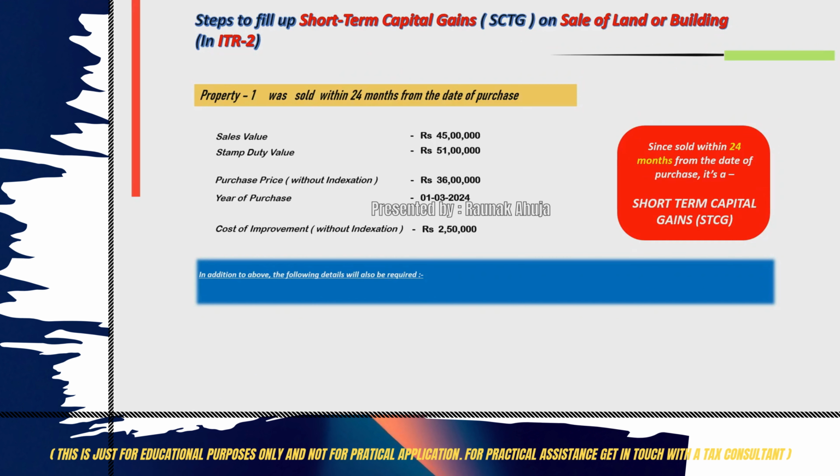In addition to these details, you would also be requiring the name of the buyer, the PAN or Aadhaar of the buyer, the percentage share, the amount paid as consideration, and the address of the buyers. So please make a note, in case you sell a land or a building during the financial year 24-25, which is sold within 24 months from the date of its purchase, it would be treated as short-term capital gain. And these are the details that would be required. Now let's open the income tax return filing utility, where you would fill in these details.